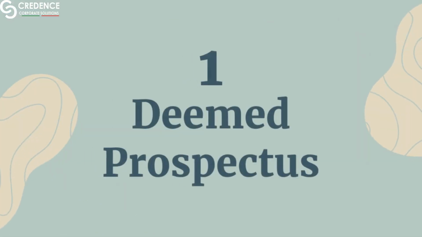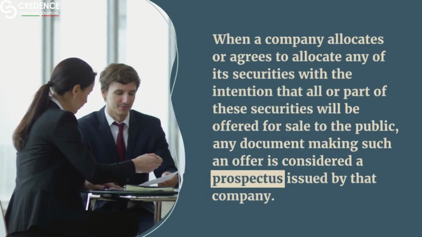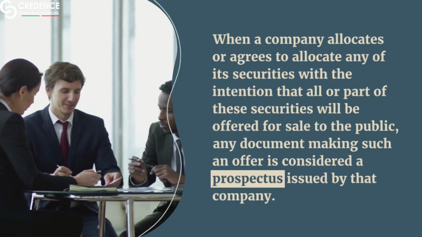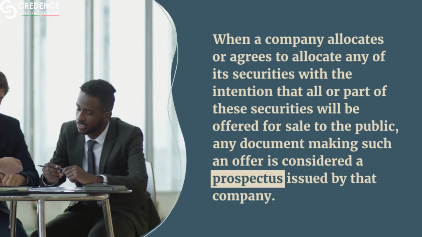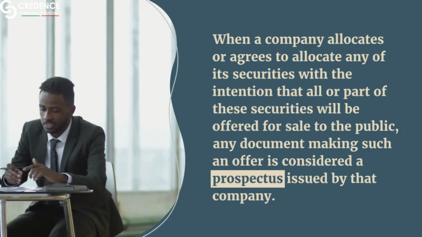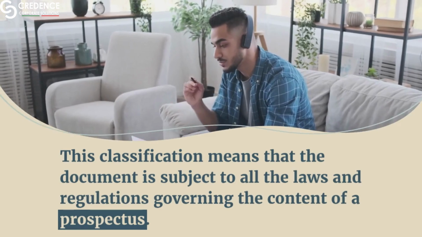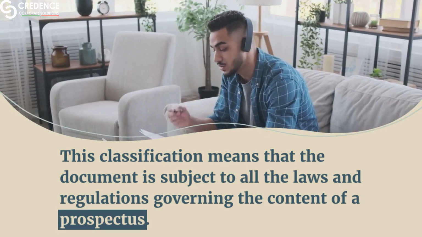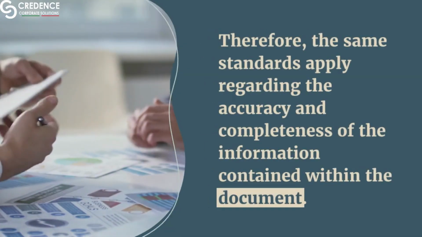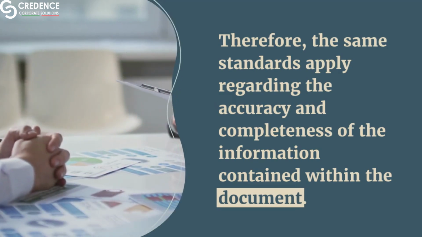1. Deemed prospectus. A. Application. When a company allocates or agrees to allocate any of its securities with the intention that all or part of these securities will be offered for sale to the public, any document making such an offer is considered a prospectus issued by that company. Legal implications. This classification means that the document is subject to all the laws and regulations governing the content of a prospectus. Therefore, the same standards apply regarding the accuracy and completeness of the information contained within the document.